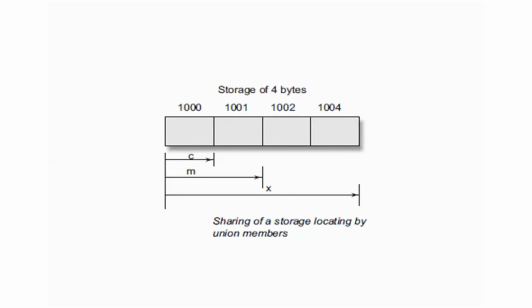But in the case of structure, you can print all the variables because each variable is stored in a different location. Here all the variables are stored within these 4 bytes only. That is the main difference between structure and union: only one member will be printed. This is further explained with another simple example.